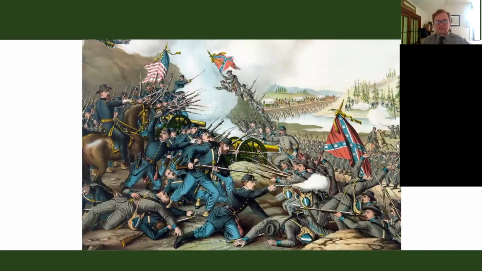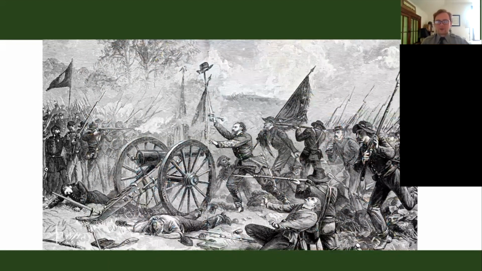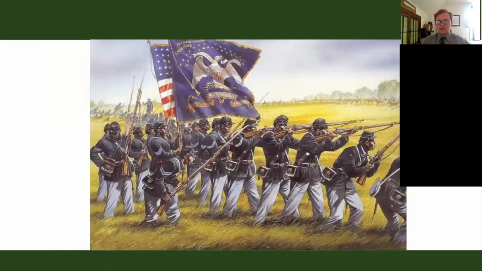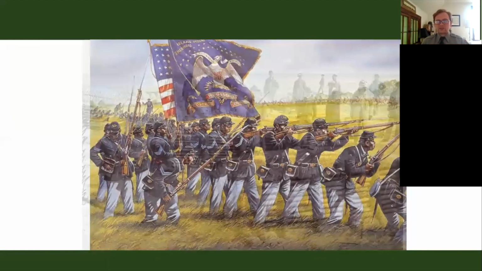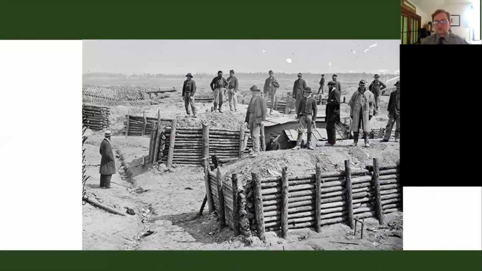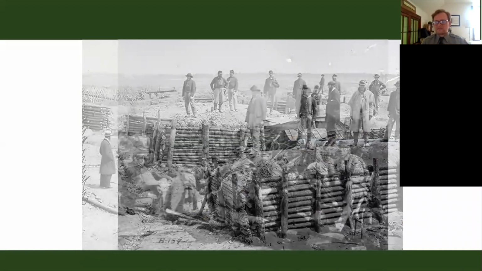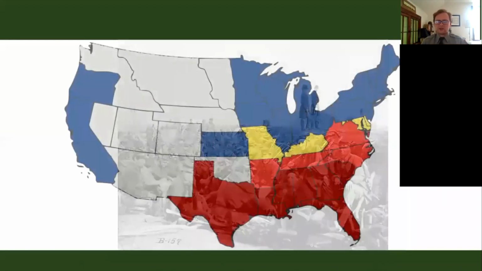Unbeknownst to every American, the Civil War is not going to be a short affair. In fact, it's going to last 4 years and will be a scene of intense combat, leaving somewhere between 620,000 to 720,000 troops dead. It remains the deadliest war in American history. The war is a turning point for American history. It might be, in fact, the turning point in American history.